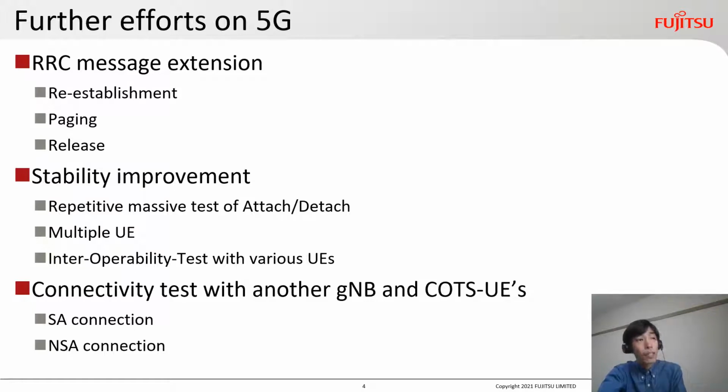This is Fujitsu's further plans for OAI 5G development. First one is RRC message extension. Currently, we are planning to develop some messages, such as re-establishment, paging, and release. Second one is to improve the stability of OAI. We will ensure stable repetitive connection of multiple UEs.